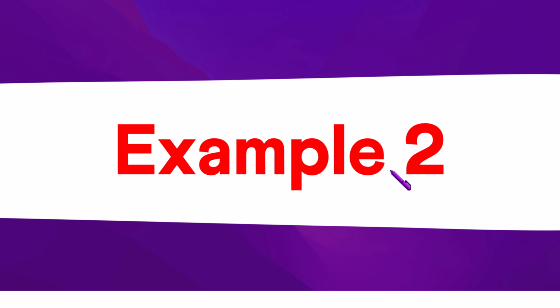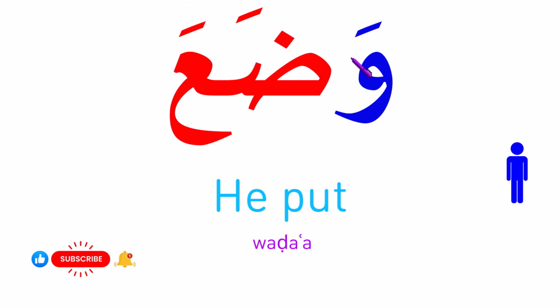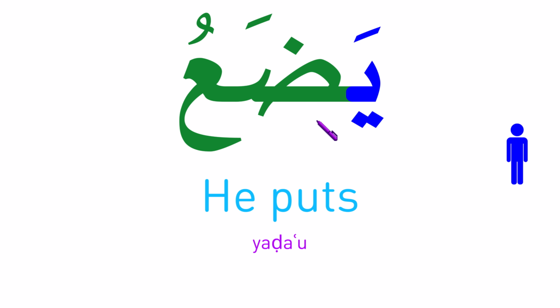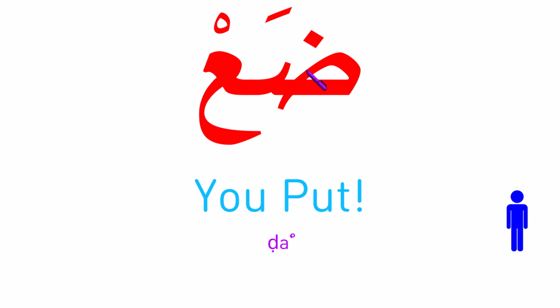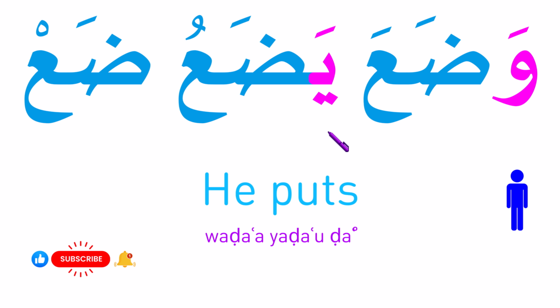A second example, the verb وضع, which means to put, in the past tense starts with the weak letter واو. Now let's convert the verb into present tense. We get يضع, and the imperative is ضع. As you can see here, the letter واو has been changed into a ياء in the present tense الفعل المضارع and has been dropped in the imperative الفعل الأمر.